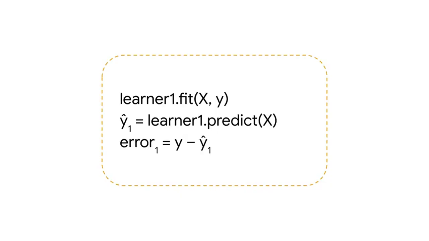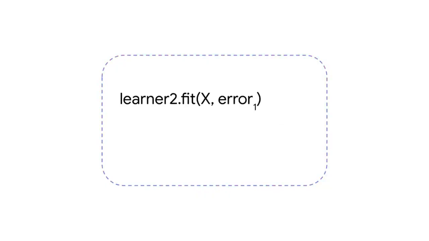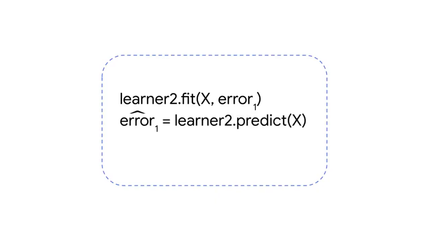Now, train a new base learner using the same x data, but instead of the original y data, use error 1 as the target. That's because this learner is predicting the error made by learner 1. Call this new base learner learner 2. Learner 2's predictions are assigned to error hat sub 1. Then compare learner 2's predictions to the actual values and assign the difference to error 2. In this case, the actual values are the errors made by learner 1.